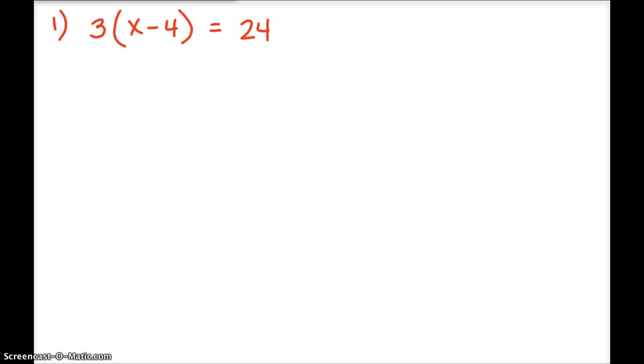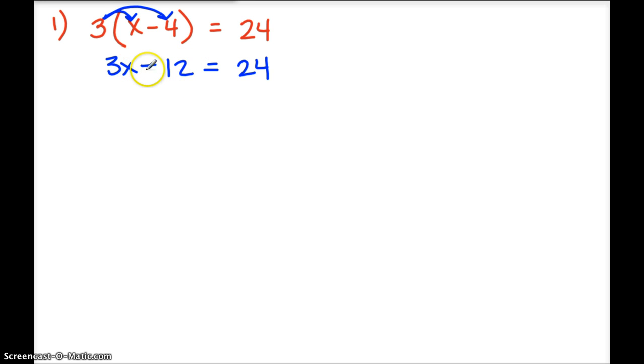So number 1 here, we have 3 times the quantity of x minus 4 equals 24. So my first thing, just distributive property. I have it right here. So I'm going to take this 3 and I'm going to multiply it by everything on the inside. So 3 times x is 3x. 3 times a negative 4 is negative 12. So I'm going to write minus 12. And then over here I still have equals 24. There's nothing else I can do with that.